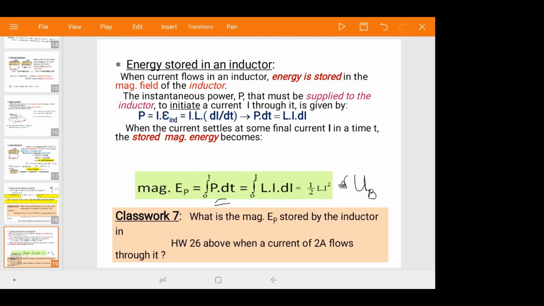So there's a simple question here. It says, what is the magnetic energy stored by the inductor in homework 26 above there? You write down a half L I squared. Why does it say homework 26? It wants to make sure that you know how to work out L, and you get L from homework 26, which is some number there, and the current is given here, 2 amperes, and you get some magnetic energy, you know.